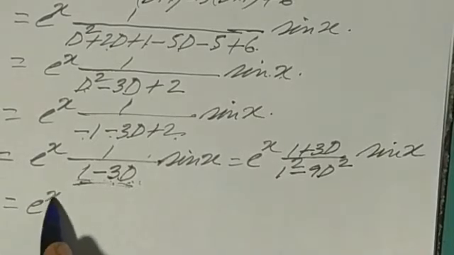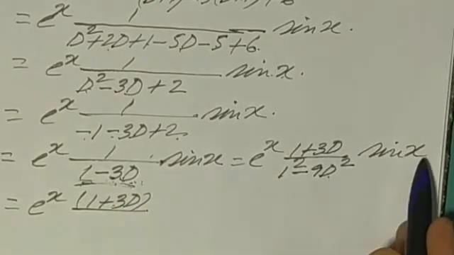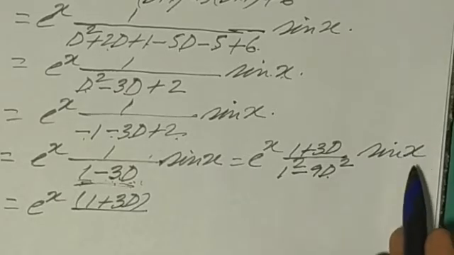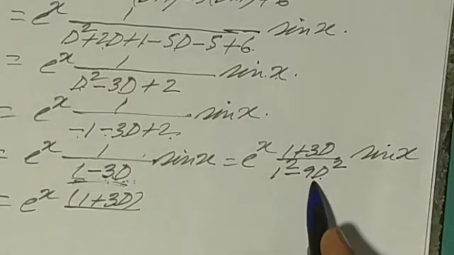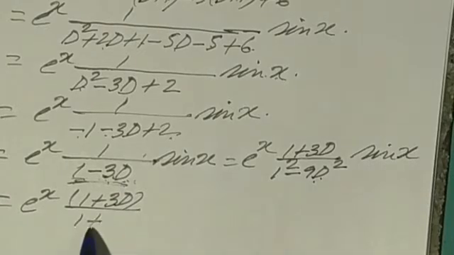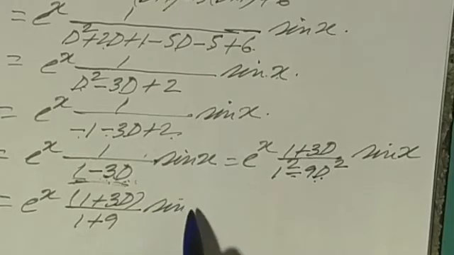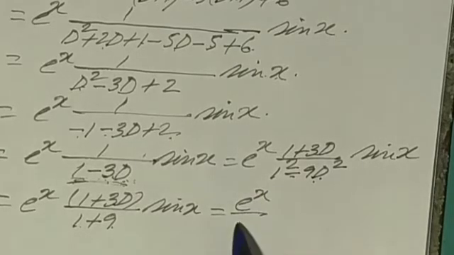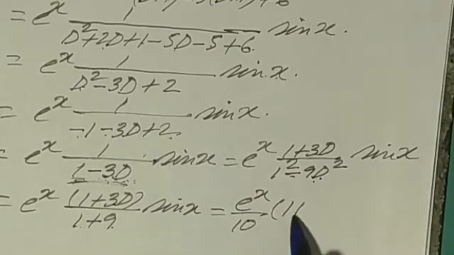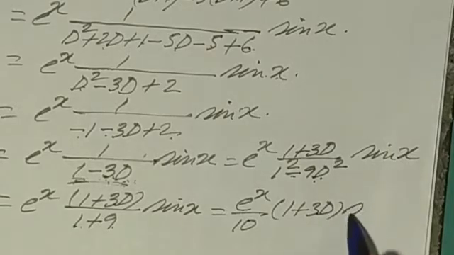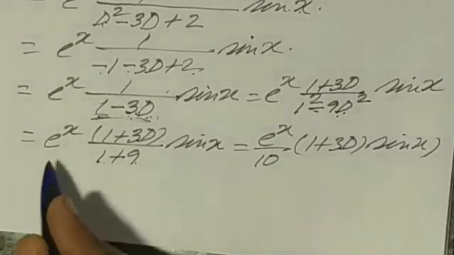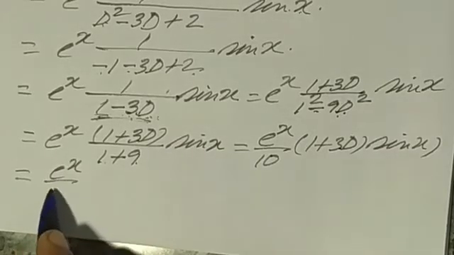So in the next step, e raised to the power x as it is, in the numerator 1 plus 3D as it is, in the denominator replacing D square by minus a square, because a is 1 and a square is 1. So minus a square is minus 1. So replacing D square by minus 1, we get 1 plus 9 because minus into minus becomes plus, and sin x as it is. So now it is 10. So e raised to the power x upon 10, and (1 plus 3D) sin x.